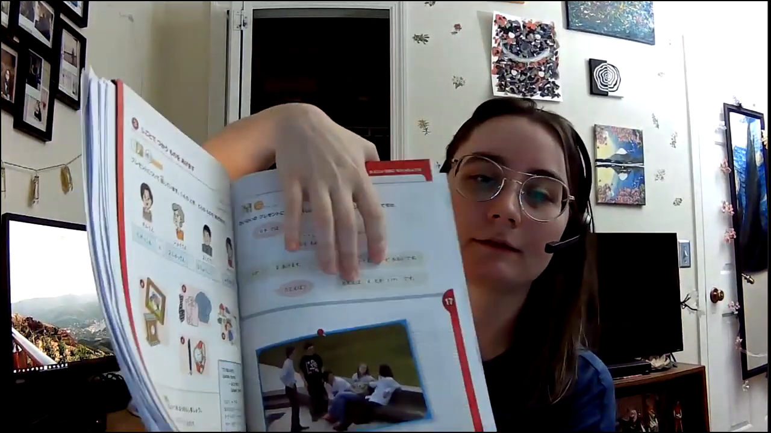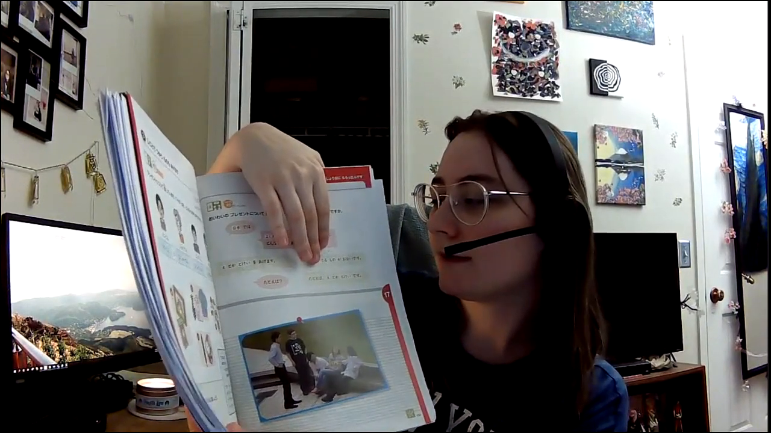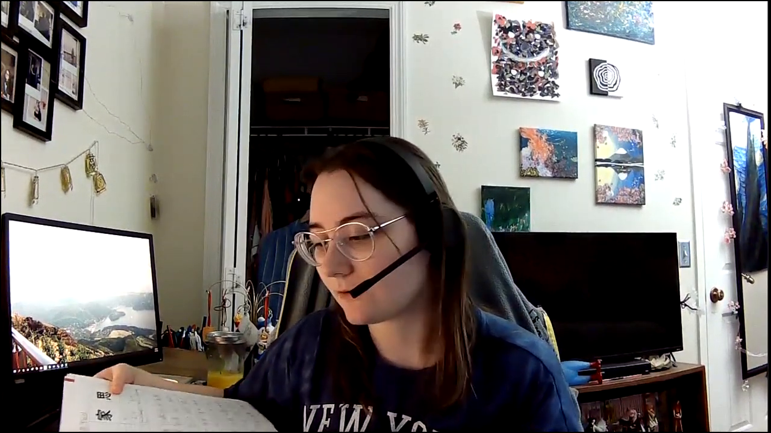Okay, and then on page 133, the last green box, it says tatoeba. Tatoeba is the first word right here. Tatoeba means for example. So when you're like, oh, for example, this, this, and this, that's how you would use that. And I believe that's all for lesson 17 in the Katsudo textbook. So we're going to move on to the Rikai textbook.